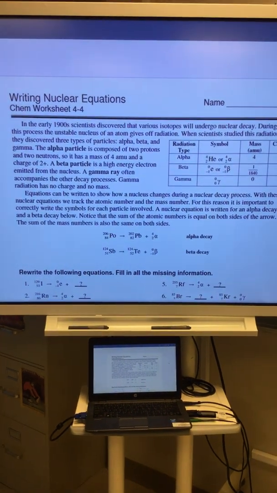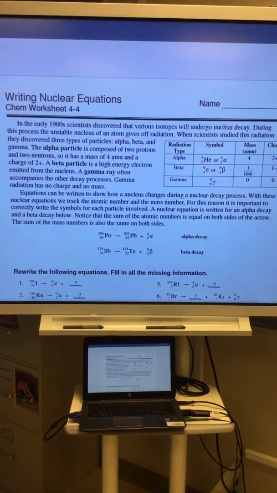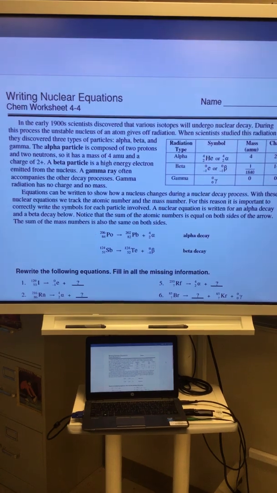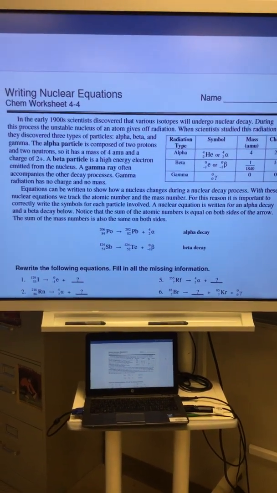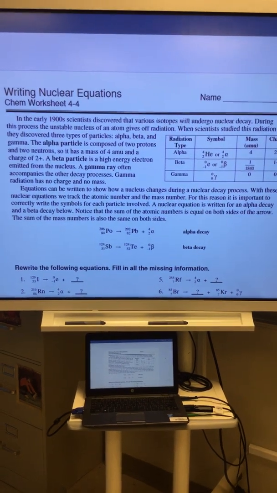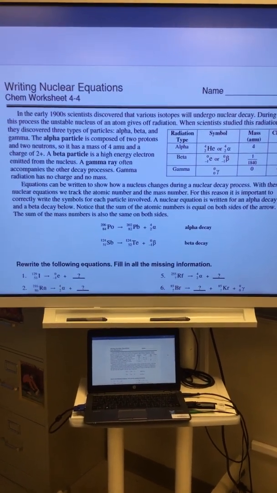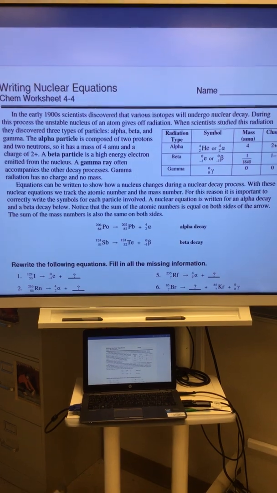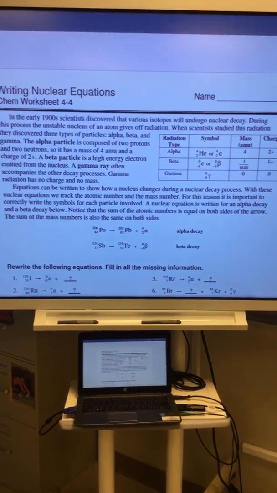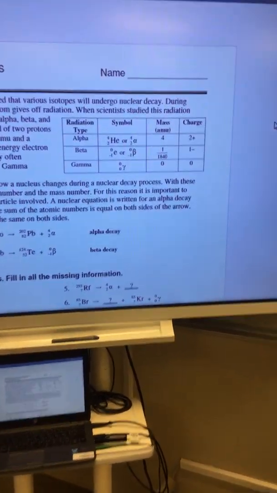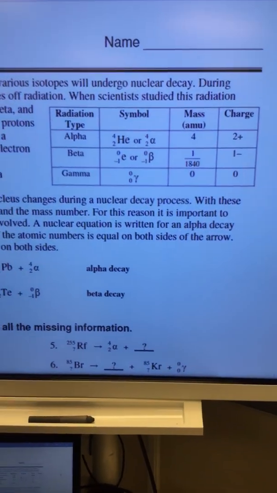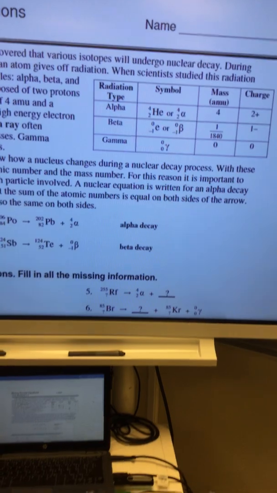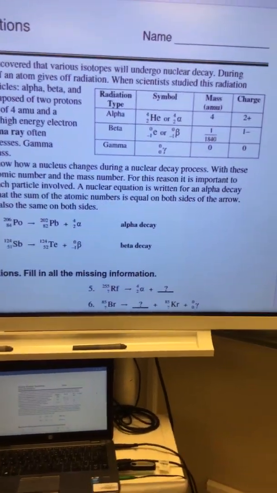So if you pull this document up on Canvas, if you are able to print it off at home, it would be really handy. You could write right on top of it, and then take photos of it to submit to me via Canvas for your homework assignment. But your alpha, your beta, and your gamma are all summarized up here at the top of the worksheet. So we are going to go through a couple of these together.